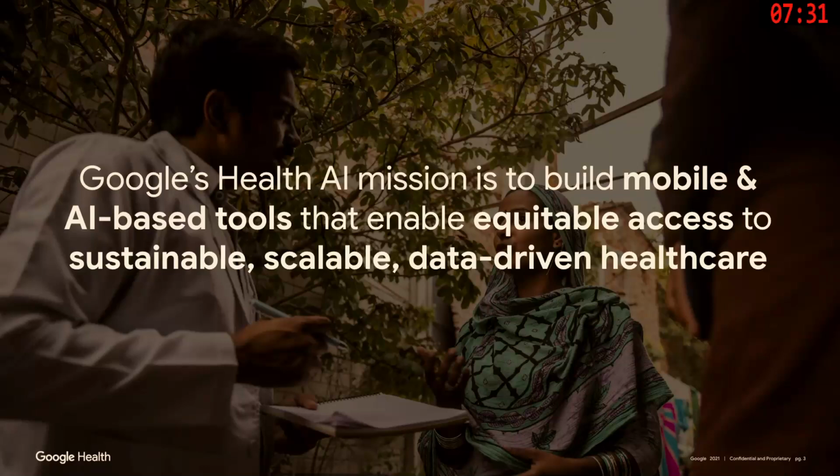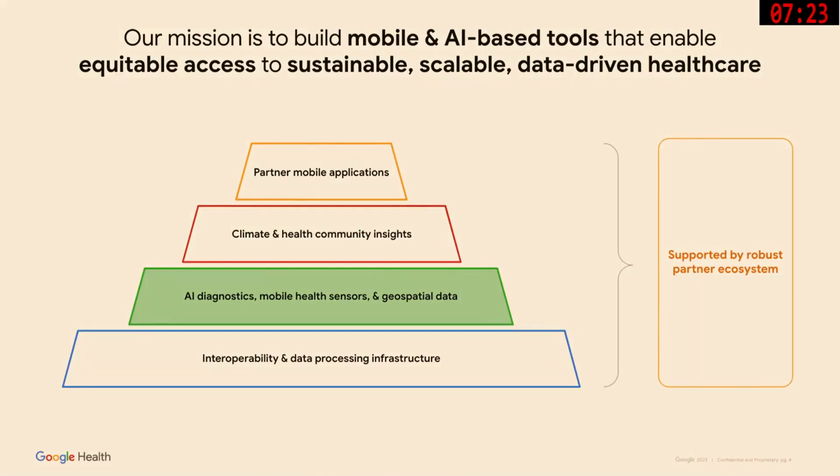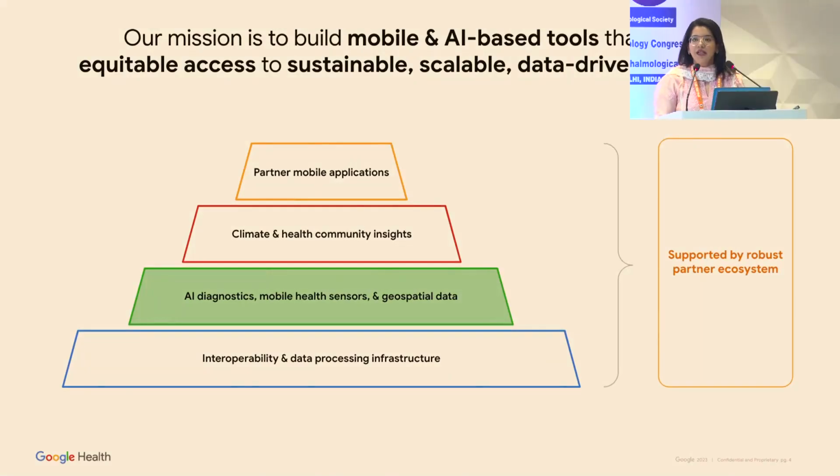Google's Health AI mission is to build mobile and AI-based tools that enable equitable access to sustainable, scalable, and data-driven healthcare. Our mission has been to think about health holistically alongside our partner ecosystem. Underpinning our work and partners' work is the interoperability and data processing infrastructure that we are able to provide to almost all our health partners. We are also creating AI diagnostics, mobile health sensors, and leveraging geospatial data. There are climate and health community insights that come out of our data and AI. Finally, a group of partner mobile applications are built which help us deliver impact.